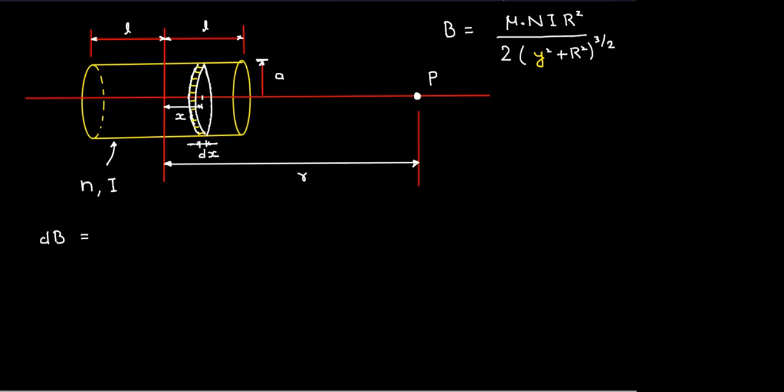Okay, dB. dB is mu naught, and number of turns will be what? N into dx. N is number of turns per unit length, so capital N is n into dx, that I, into R is a, so a square divided by 2 times of, R is a square. Y is what? What should I write instead of y? R minus X. L minus X. What? R minus X.